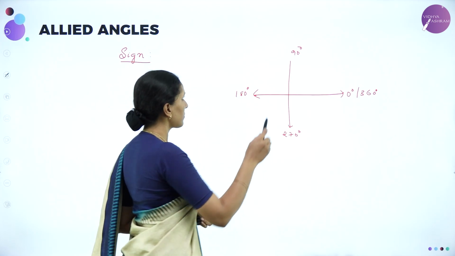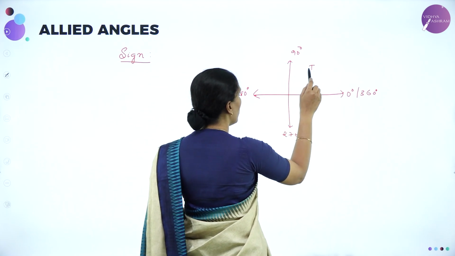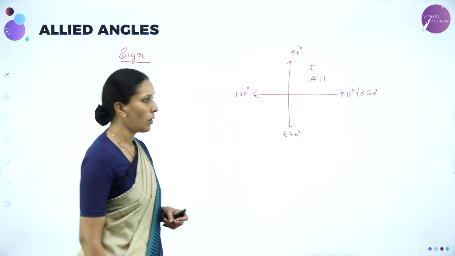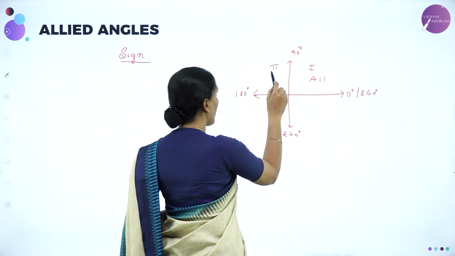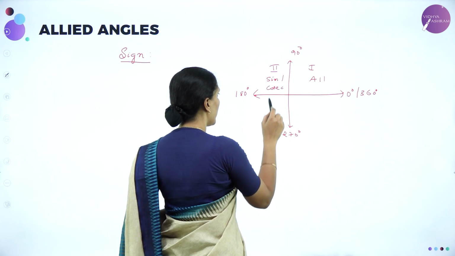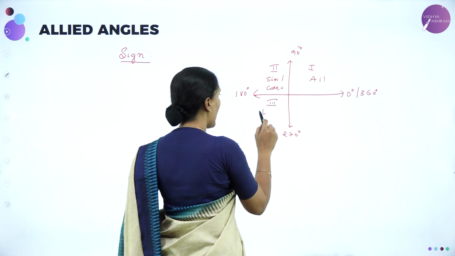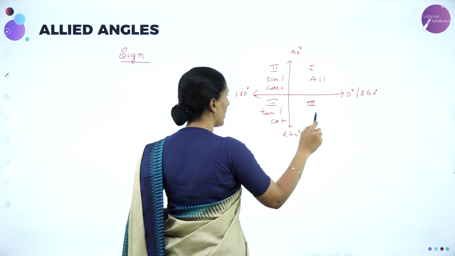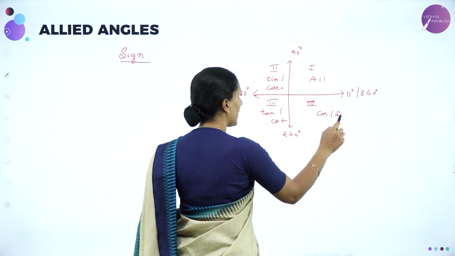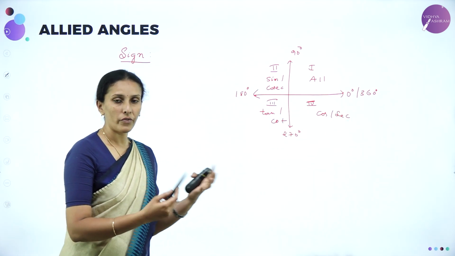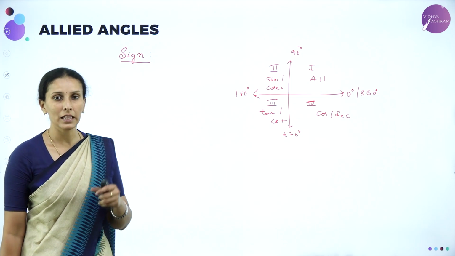Now here in the first quadrant, all trigonometric ratios are positive. In the second quadrant, sine and cosecant are positive. In the third quadrant, tan and cot are positive. And in the fourth quadrant, cos and secant are positive. So when I say these two are positive, obviously the rest of the remaining will be negative.